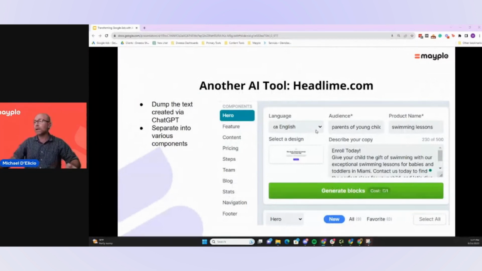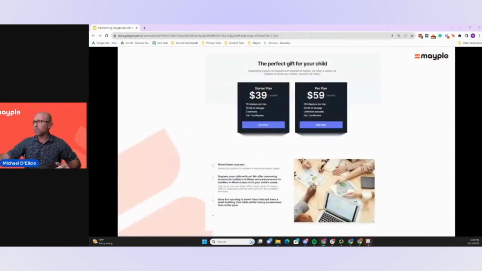And what you can do is you can just dump that text into different components. So you can see here, we've got a hero, a feature, content, et cetera. You can copy and paste those sections from your landing page output, and you can put them into this tool. And the results are pretty good. So this came out, again, I think I put this together in about 3 minutes. I did no UI editing on it whatsoever.